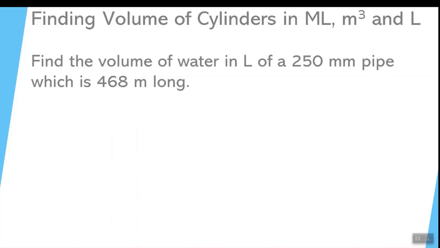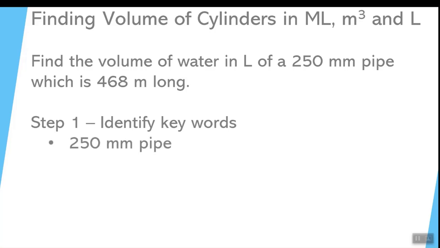All right, find the volume of water in liters of a 250 millimeter pipe, which is 468 meters long. Step 1, identify. What are the key words? Well, when you're looking at this, there's not a lot in that information, so most of it is pretty important. 250 millimeter pipe. And notice that tells you two things. It tells you a dimension, so that means that we're going to be using the formula of a cylinder as our solution method.